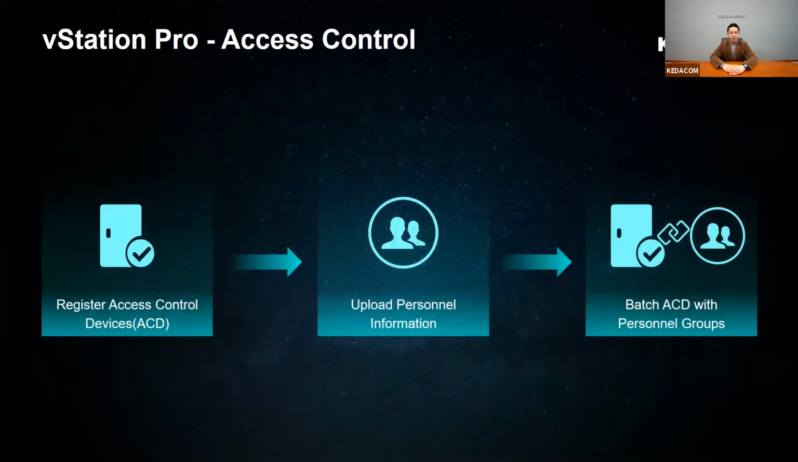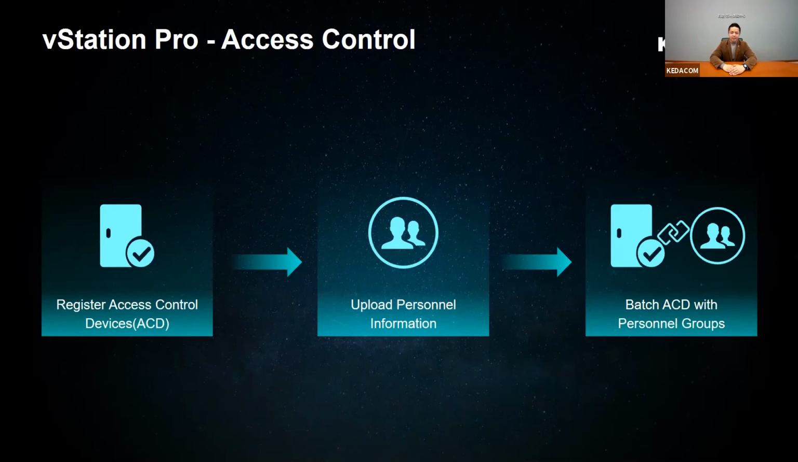The main procedure here is divided into 3 steps. First, we need to register the access control camera. Secondly, upload or add the personnel group information manually. And finally, bind the relevant personal information with the corresponding access control camera. Then the subsequent management applications on vStation can be basically realized.